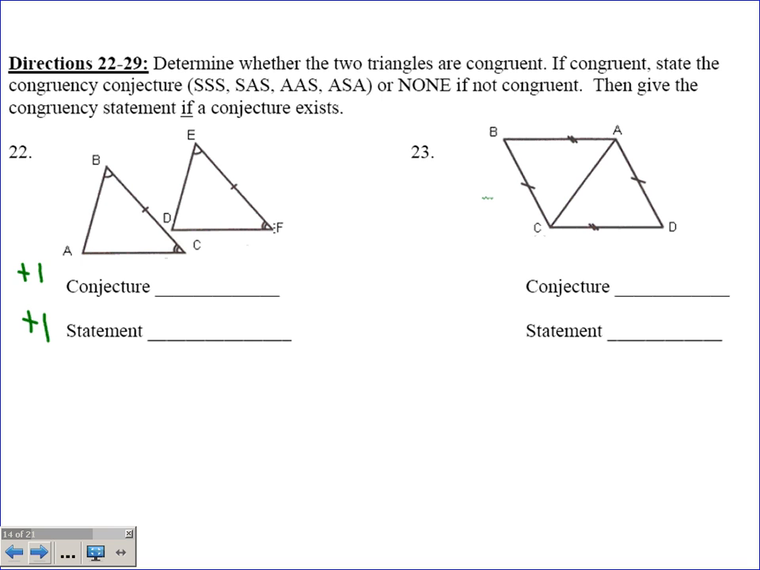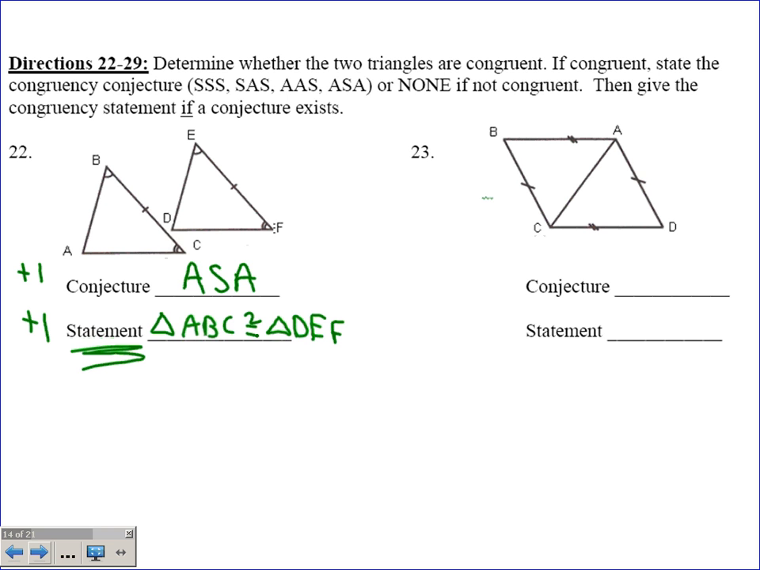Work on your statements. Look online. I'm going to post the solutions. Make sure your statements get to be correct as well. For this first one, this is angle side angle. Your statement would be triangle ABC is congruent to triangle DEF.